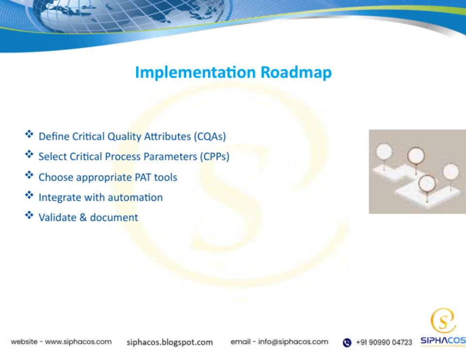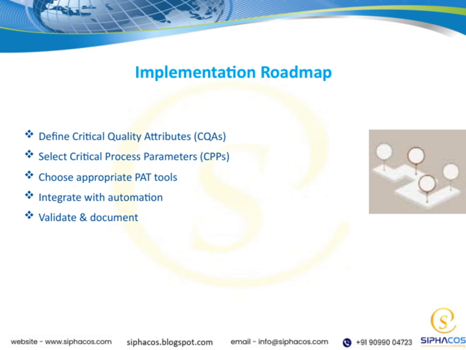First, we need to define the critical quality attributes, or CQAs. These are the key properties that determine the quality of our product and must be carefully identified early on. Once we have that, the next step is selecting the critical process parameters, or CPPs. These are the variables within our process that directly impact those CQAs, so choosing the right ones is essential.